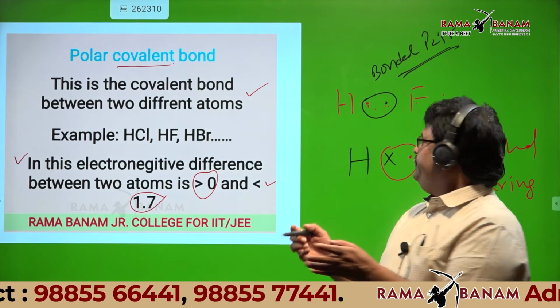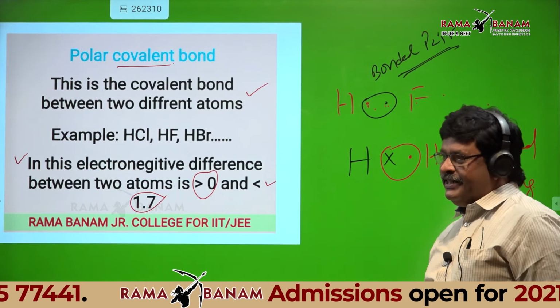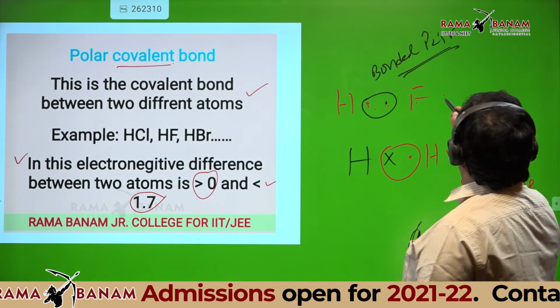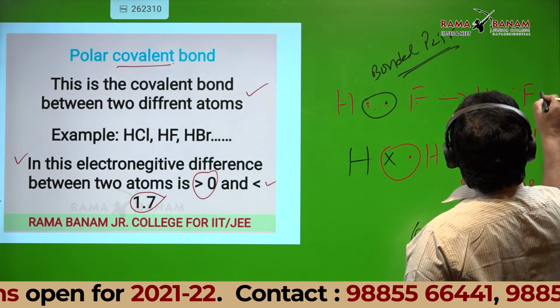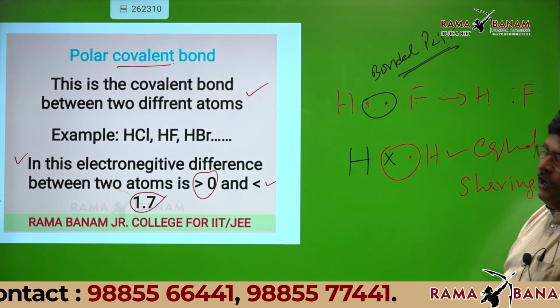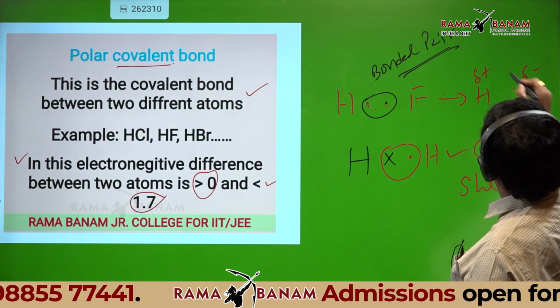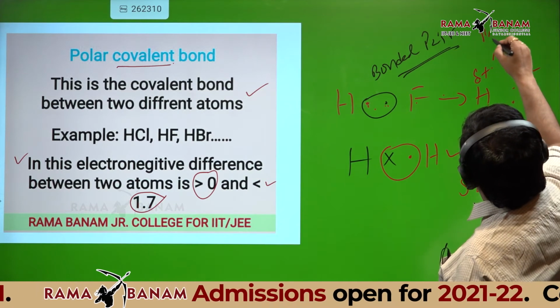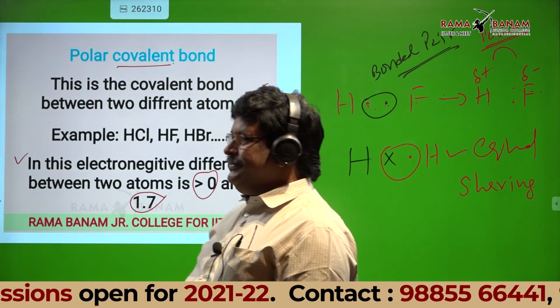Nearer to 1 atom. For which atom is it nearer? Fluorine. So the pair is nearer to fluorine. What does it mean? Fluorine attracts the bonded pair of electrons, so it acquires partial negative charge and hydrogen partial positive. It's nothing but polar.